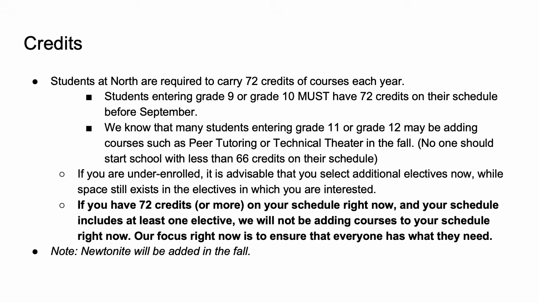If you are under-enrolled, it is advisable that you select additional electives now while space still exists in electives in which you're interested. Note, if you have 72 credits or more on your schedule right now, and your schedule includes at least one elective, we will not be adding courses to your schedule right now. Our focus right now is to ensure that everyone has what they need. Having less than 84 credits on your schedule is not an error. Note, students who are involved in the Newtonite, it has not been added to your schedule yet.